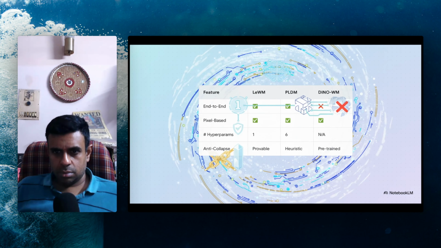This table really just drives the point home. LeWorldModel is the only model here that ticks all the boxes. It learns end-to-end straight from pixels, needs just one setting to tune, and, this is the most important part, it has a provable mathematical guarantee against collapsing. It's not just some clever trick, it's a fundamentally more robust design.